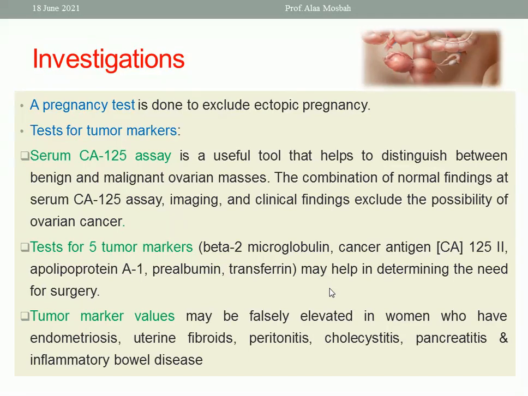There are 5 commercially available tumor markers: beta-2 microglobulin, cancer antigen 125, apolipoprotein A1, prealbumin, and transferrin. What is the significance? They may help in determining the need for surgery. And you should know the differential diagnosis of elevated tumor markers, because it may be elevated in different situations, like uterine fibroid, peritonitis, cholecystitis, pancreatitis, inflammatory bowel disease, and of course endometriosis.